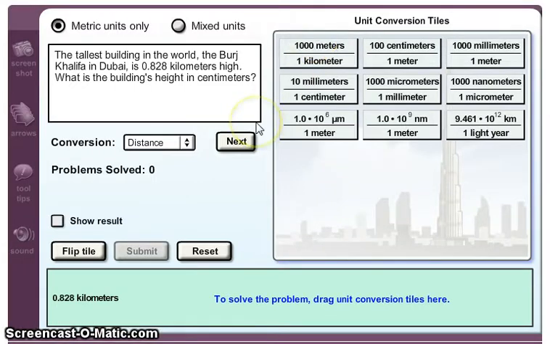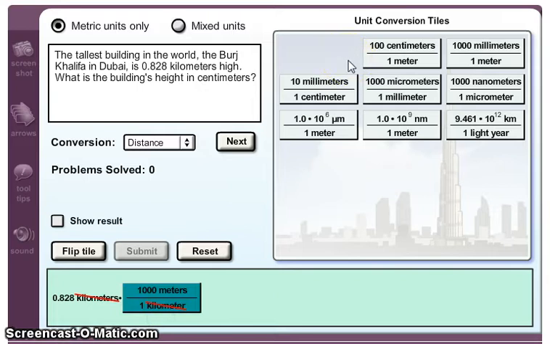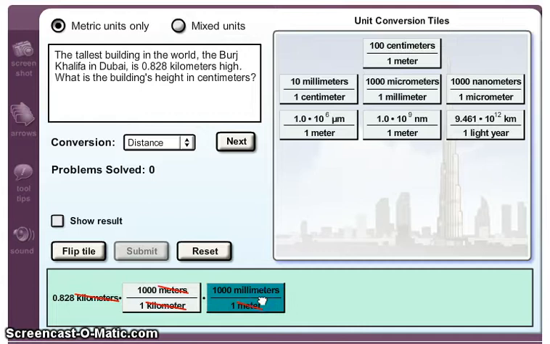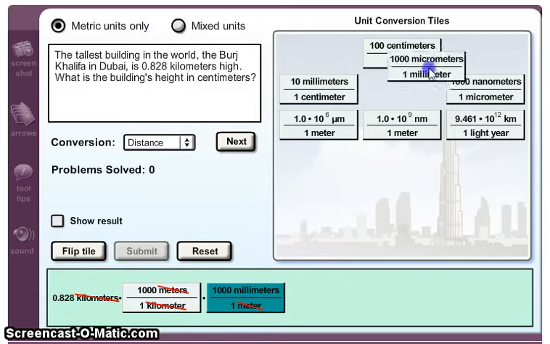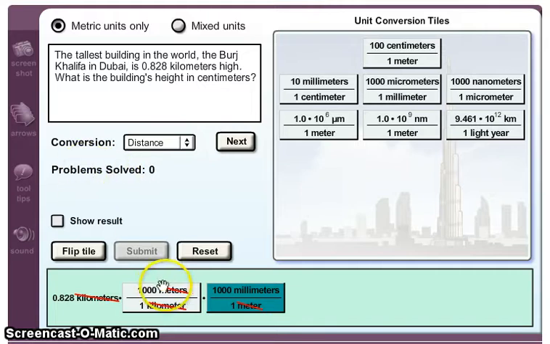And when we did the Burj Khalifa, we had the number of meters in a kilometer and the millimeters in a meter and micrometers in a, that's not it, it was meters in a kilometer, millimeters in a meter, micrometers in a millimeter. Yep.